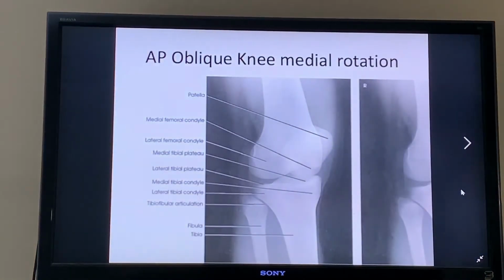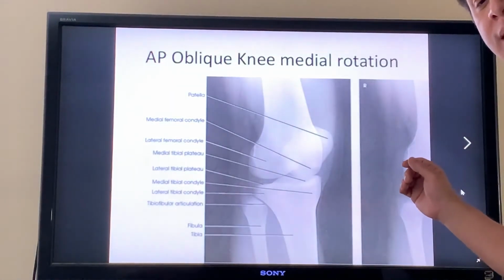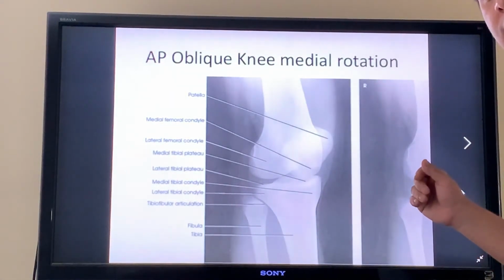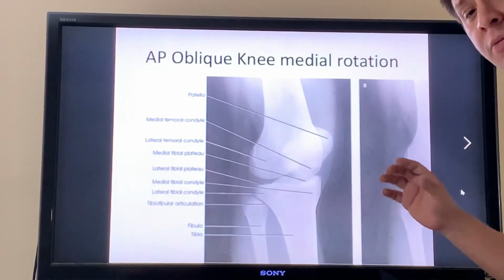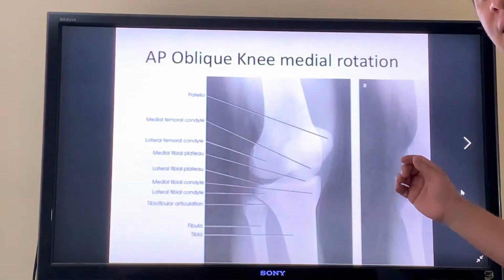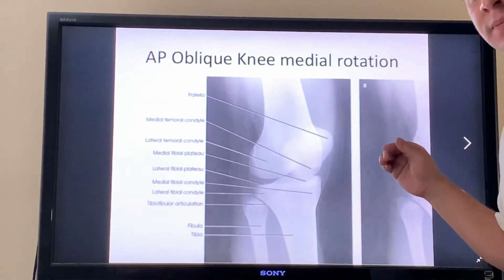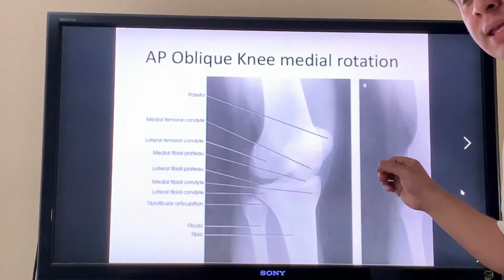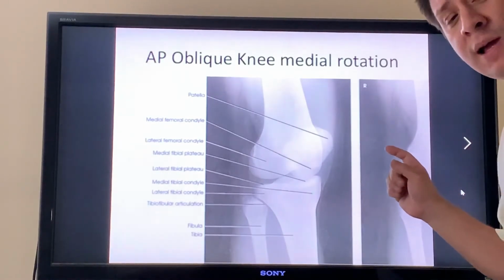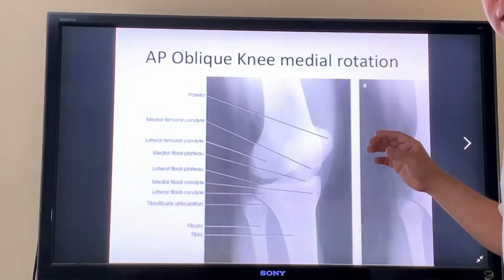The next projection we're going to be looking at will be the AP oblique projection of the knee with medial rotation. Now the rotation is going to be about 45 degrees. It's going to be the same central ray, which is again 1 inch inferior to the apex of the patella, except this time it's going to open up one particular joint.